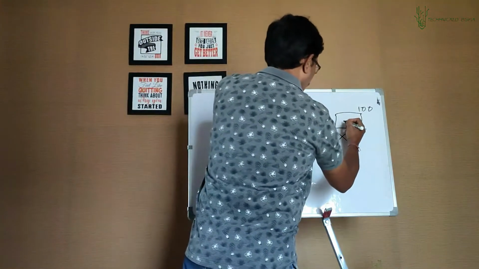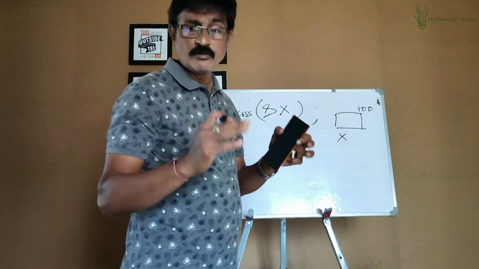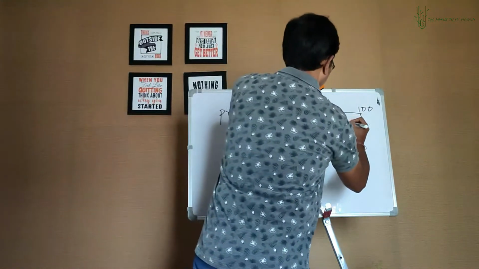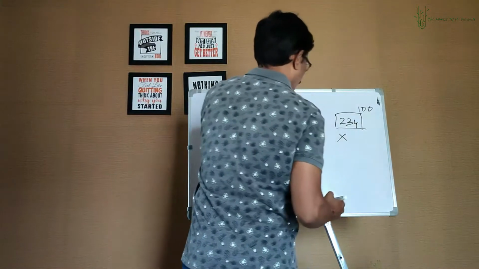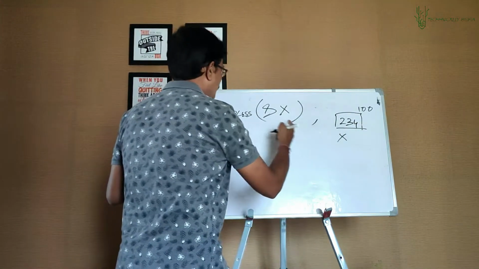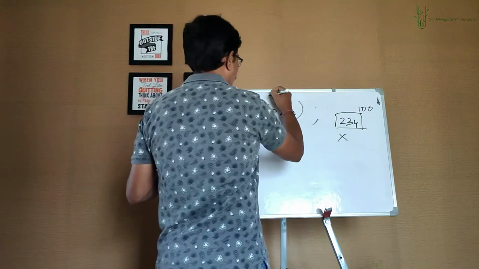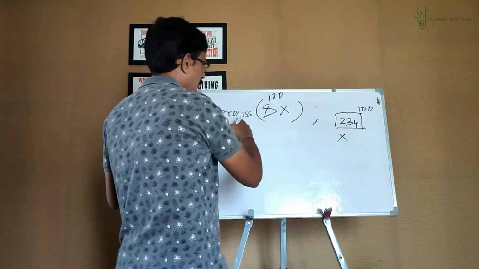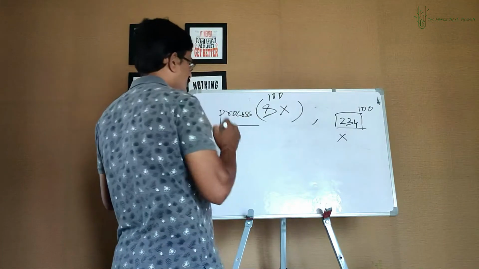X is having a value. What was the value which we had for x? 234. So here it will have the value 234. And when we are passing, we are saying ampersand x. That means what we are passing? We are passing 100. This 100 we are passing when we call the process function.